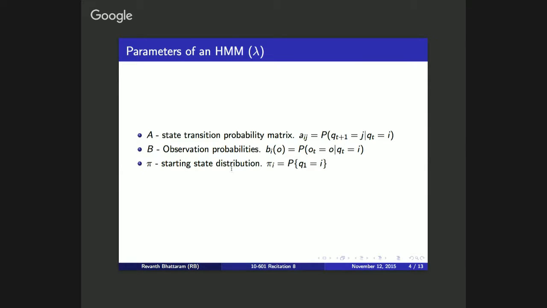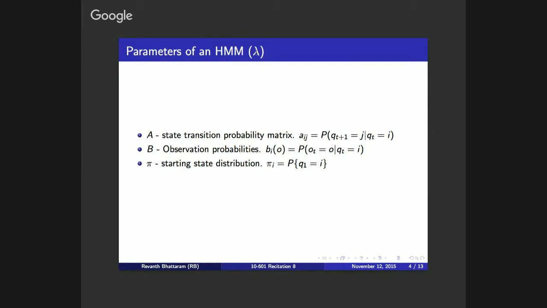And then the starting state distribution. I have to start somewhere, right? In a hidden Markov model, we have this concept of time steps. So we start at some state and we keep jumping around from one state to another. What is the probability that the first state I'm at is going to be some state I? That is defined by pi_i over here. So pi_i equals Q_1 equals I. Notice the 1 over here. We don't have a T anymore.